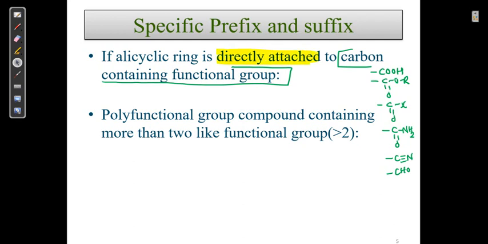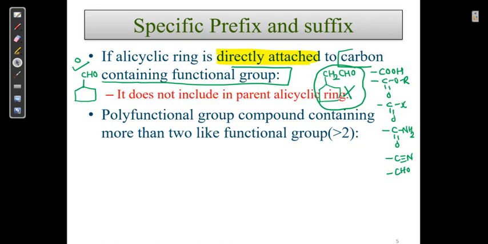I show you here, this is directly attached. Means, I give you two examples so you can understand very easily. Suppose I have, what is this one? And I have another one is this one. So I can say this is directly attached. This is not directly attached. So we are not considering this one. So in this case, you have to use such a name system. It does not include the parent alicyclic ring.